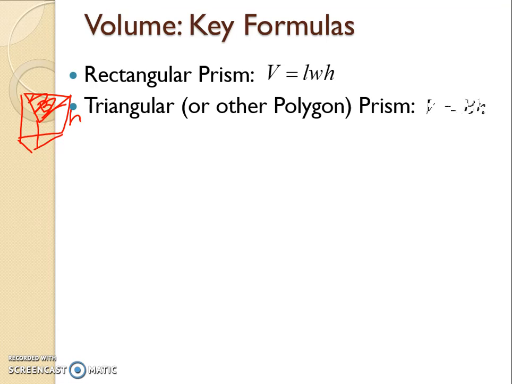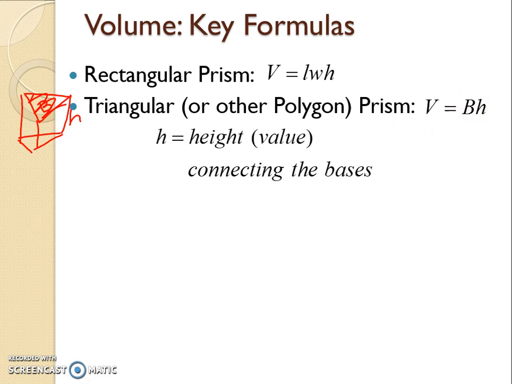For a triangular or other polygon prism, the volume is base times height. This capital B means the area of the base. So if your base is a triangle, you need to use the triangle formula on your formula sheet: half times base times height. If it's a square, you do length times width. If it's a rectangle, you do length times width. So capital B is base area, times height.